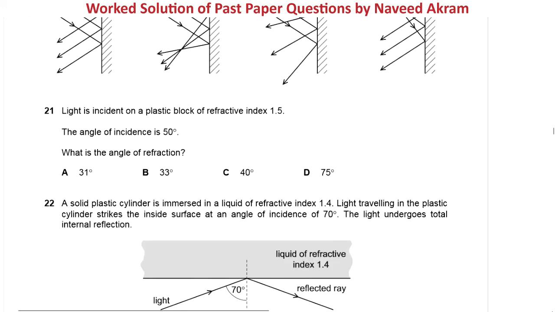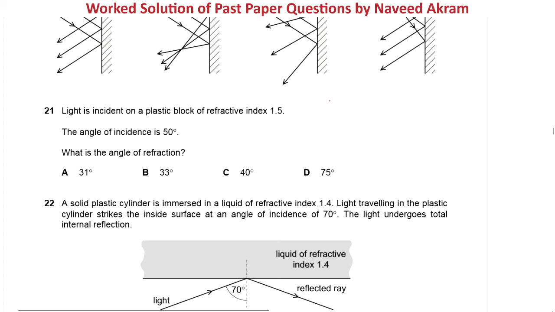Okay, next question is question number 21 from October-November 2017, paper 1, variant 2. Light is incident on a plastic block of refractive index 1.5. The angle of incidence is 50 degree. What is the angle of refraction? We have done a similar question, so I hope you would be able to do this question. Please pause this video and try to solve it.